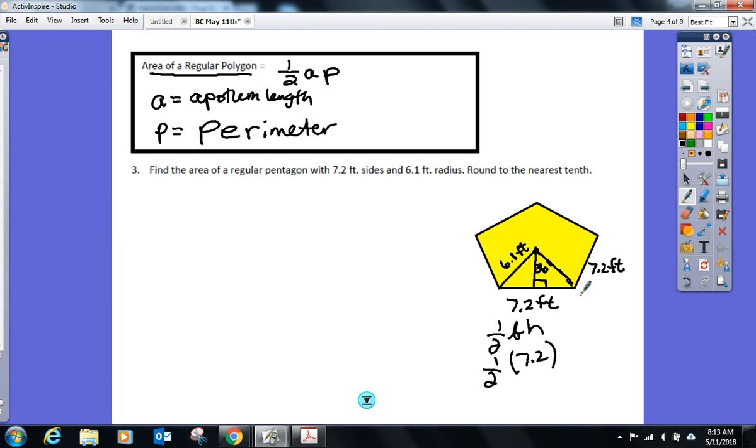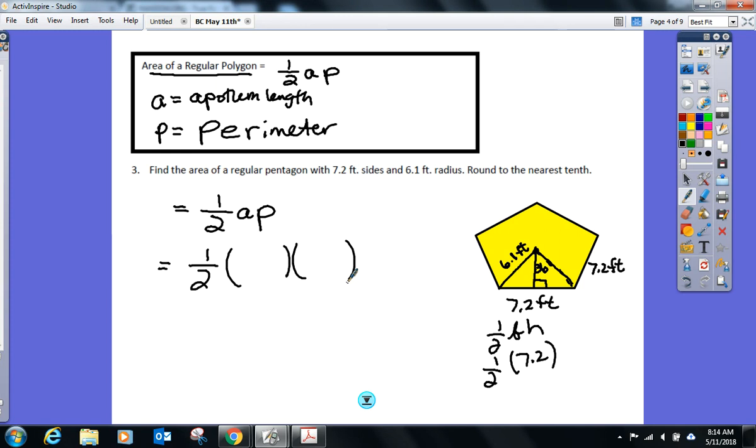Because this is a regular polygon, 1/2 AP. And yes, some of my thunder was just stolen, but it's fine.